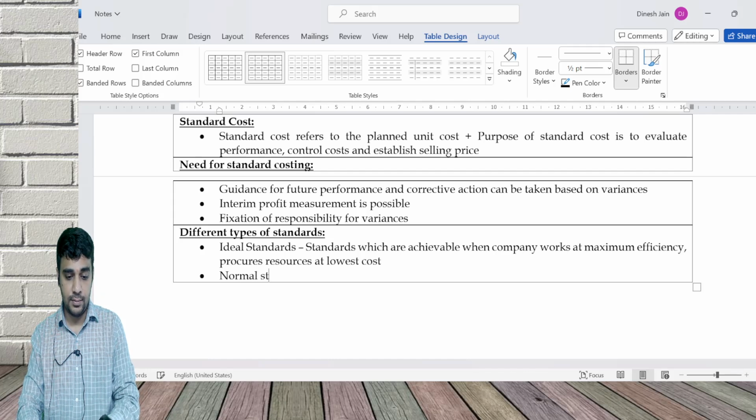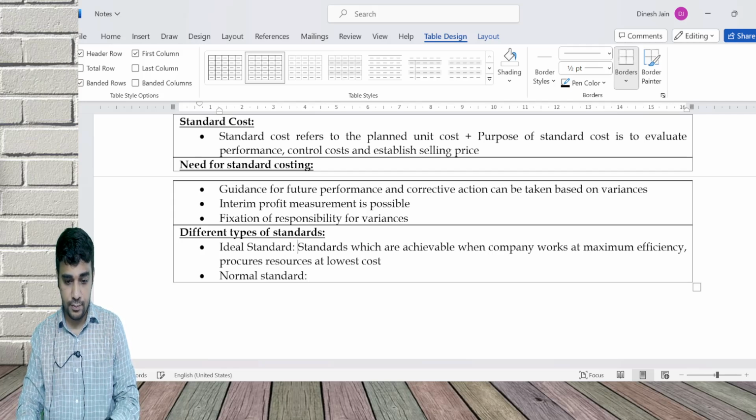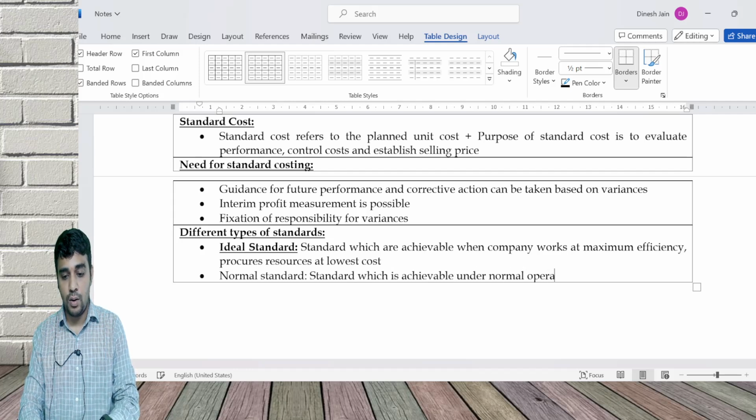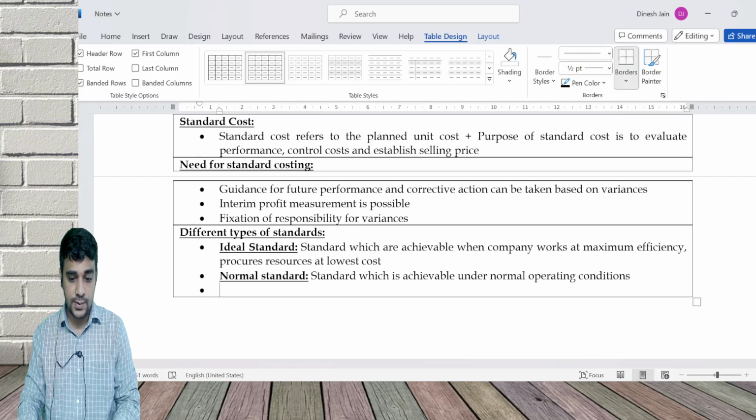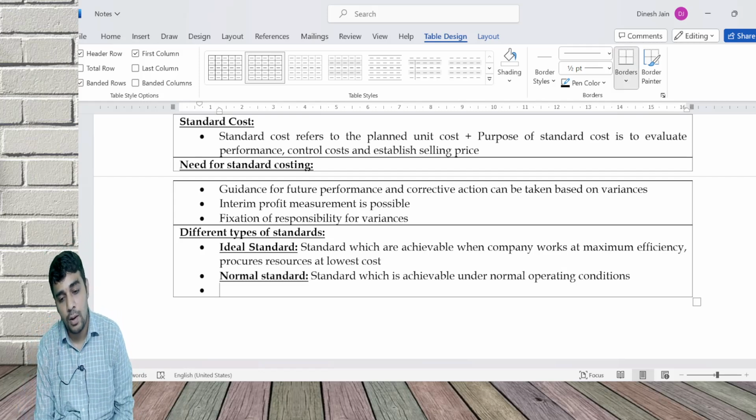Normal standard: standard which is achievable under normal operating conditions.